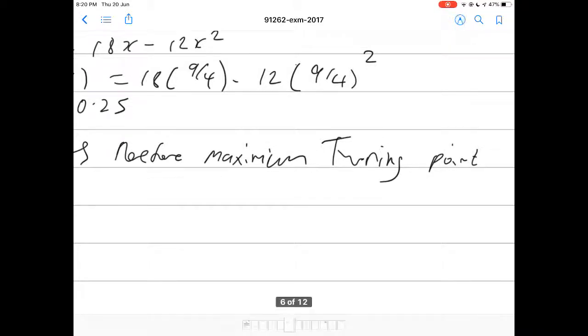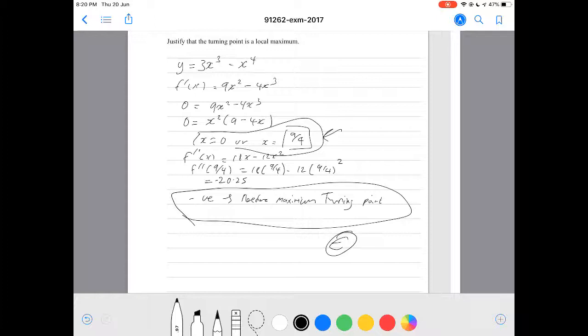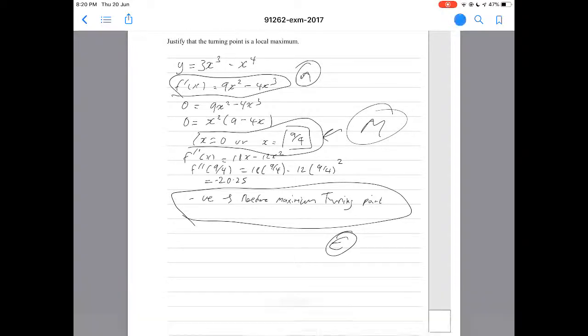Okay, so getting all the way to the justification, so that's saying that the f double dash of x is negative, so therefore it's a maximum turning point, and getting your x equals 9 over 4, that'll get you an excellence grade. To get a merit grade, you're looking at the cubic equation solved, so you're getting x equals 0 or x equals 9 over 4, that'll get you a merit. To get an achieved, looking at derivative found, so therefore finding f dash of x, that'll get you an achieved. Alright, moving on.